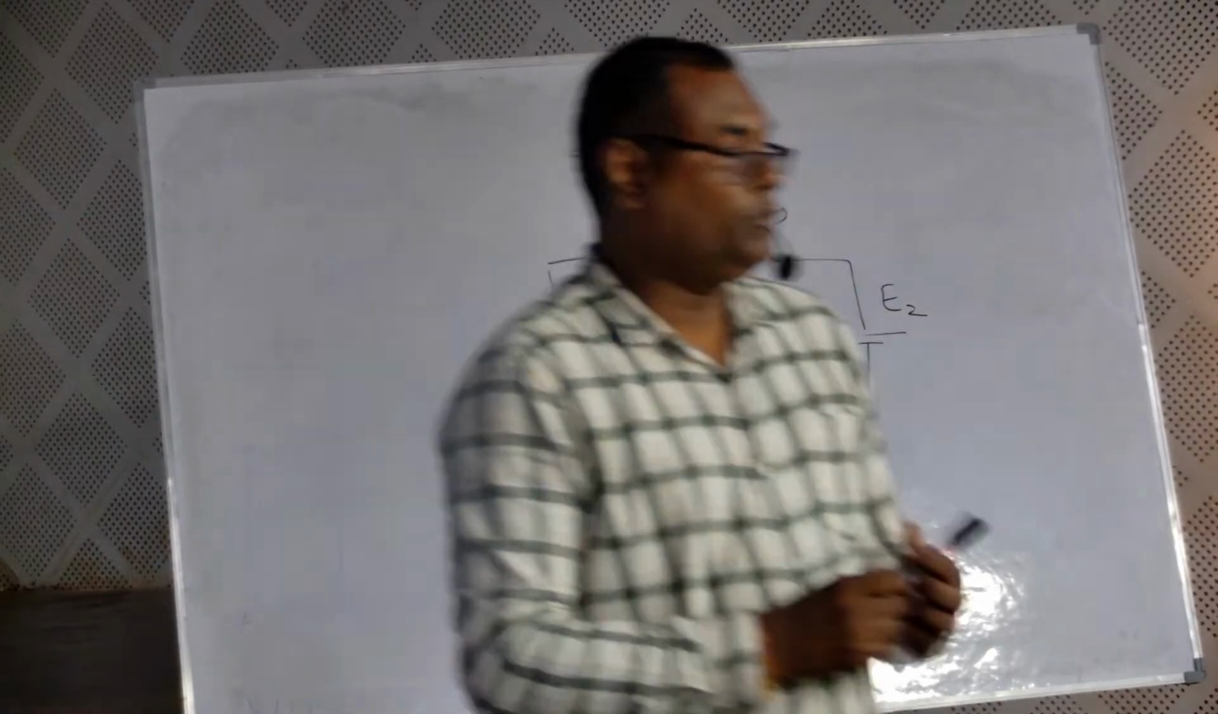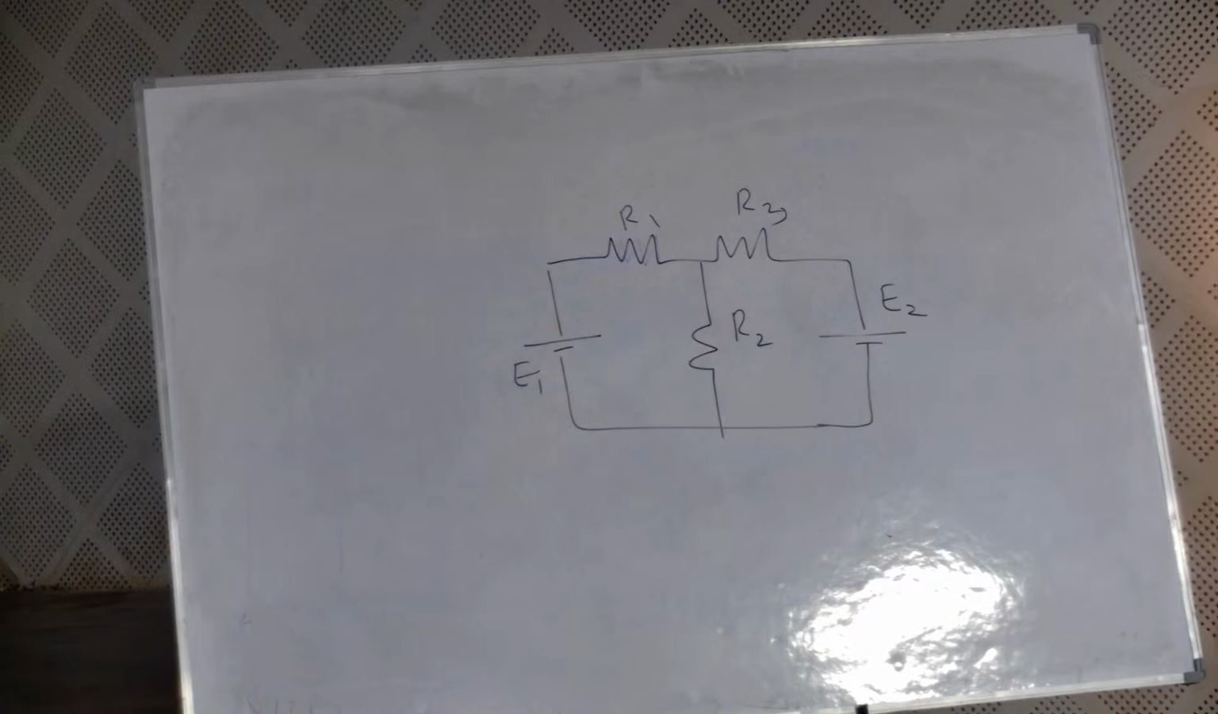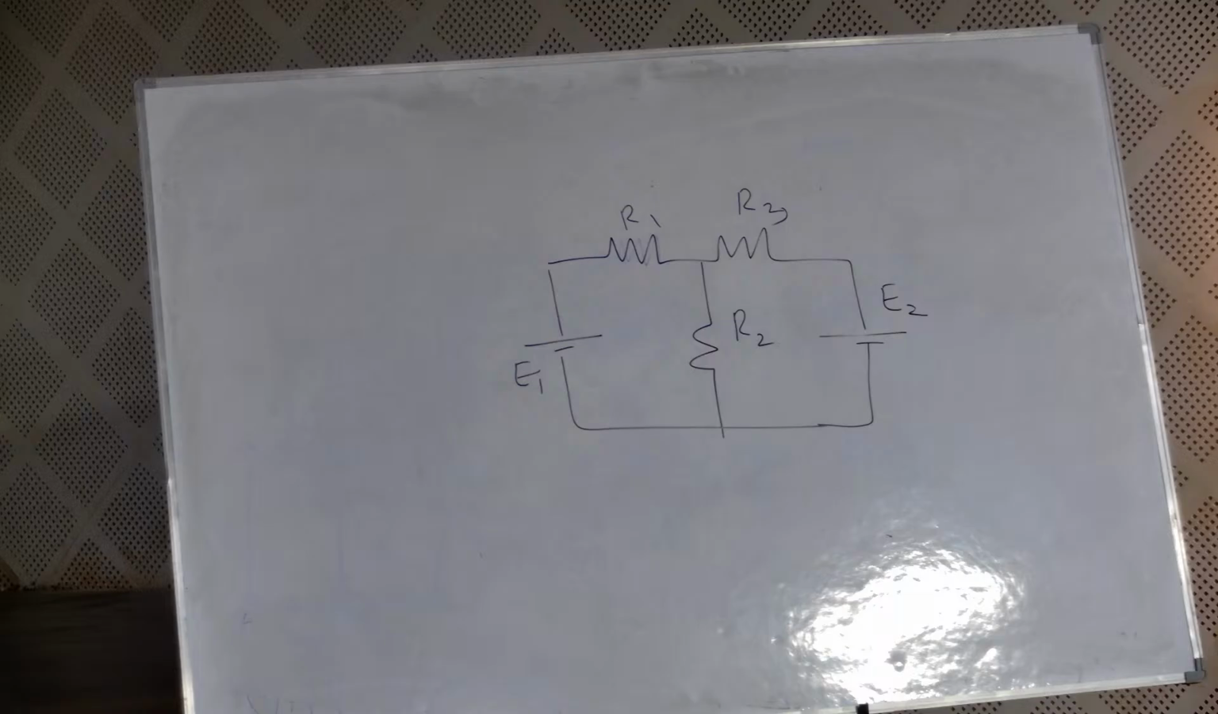Now we'll go for when two batteries are under operation. Operation means two batteries are on. What is meant by operation? Two batteries are on. When two batteries are on, current will flow, and the bulb will glow.